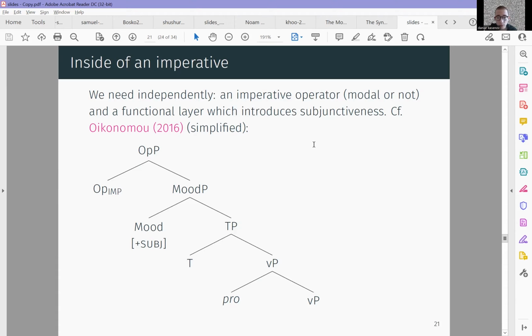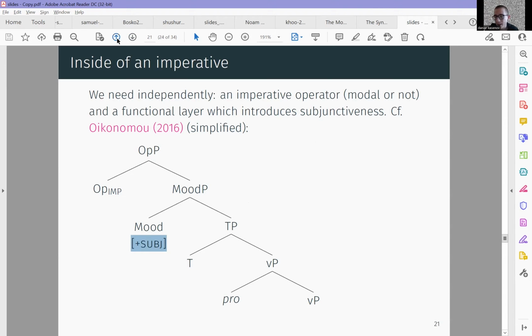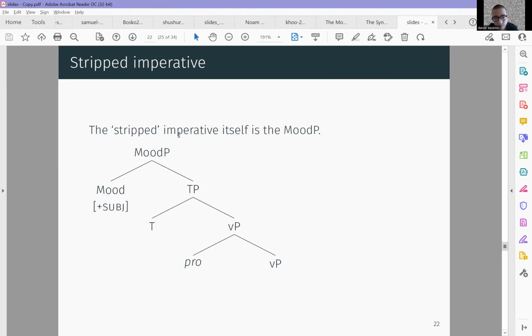And an example of such a structure for imperative is given in a dissertation of Oikonomou 2016, where we have, independently and separately, an imperative operator and a mood projection, or it can be a mod projection, whatever, which crucially has this subjunctive feature. So when we strip the imperative, as I have argued, I'm repeating myself again, this counterfactual antecedent imperative is a stripped imperative, we cut away the imperative operator, and we are left with a mood P that is subjunctive, and which looks morphologically like the imperative form, even though having nothing to do with the true imperative itself.